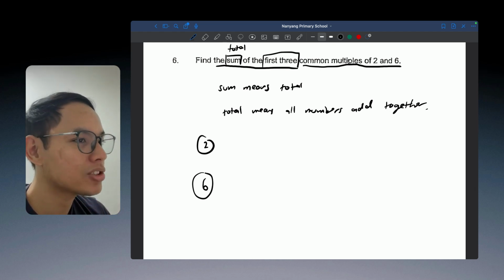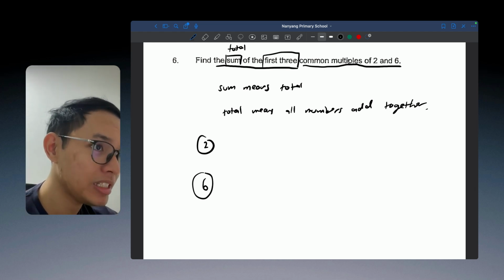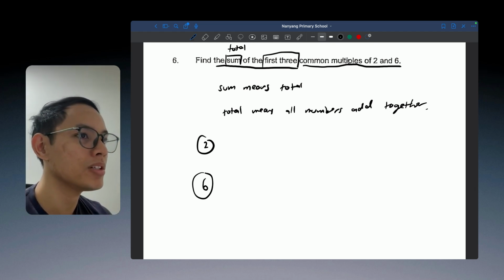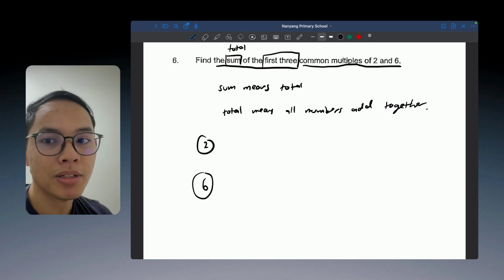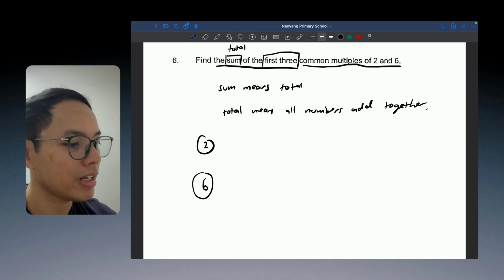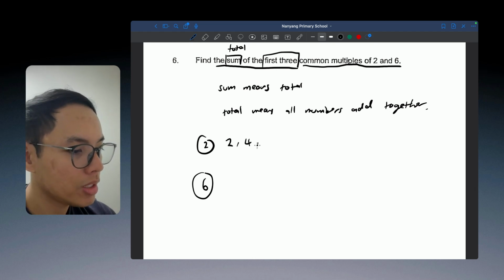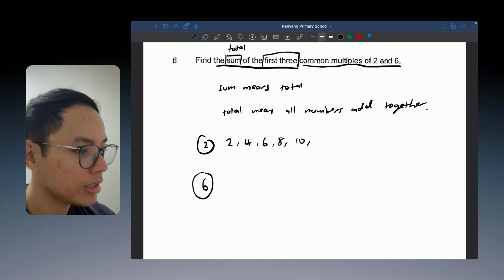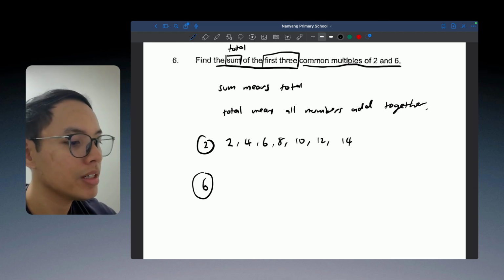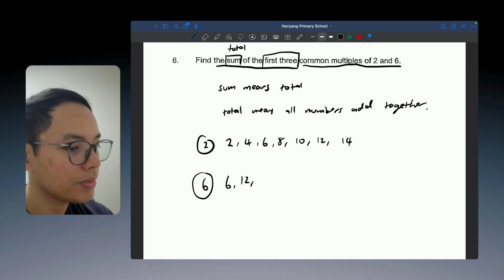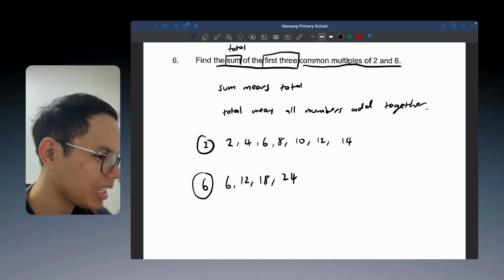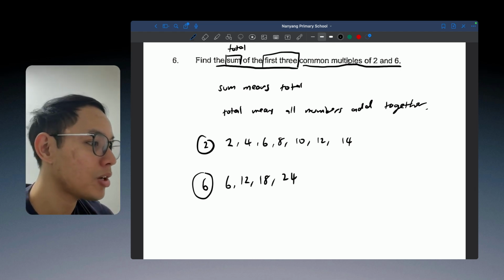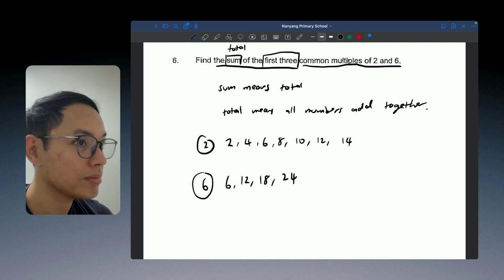Let's try out 6 first, the bigger number. If you see these two, usually go for the bigger number, because then you can see whether the smaller number can fit right in. Actually, either can. So remember your multiplication table: 2, 4, 6, 8, 10, 12, 14, that kind of thing. Same goes here: 6, 12, 18, 24. Do you see the first common multiple between 2 and 6?